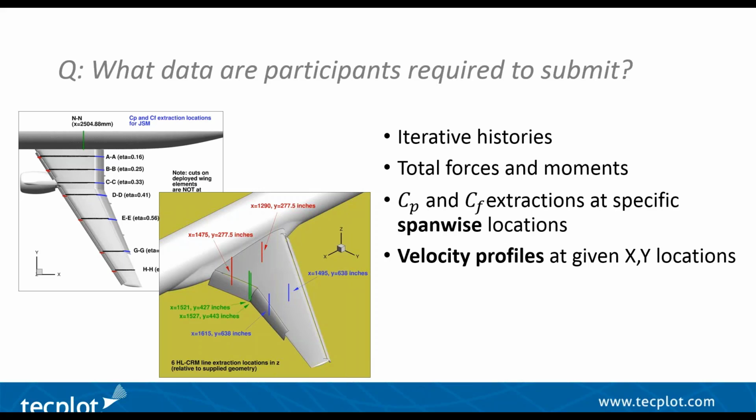So CP and CF, those are coefficient of pressure and coefficient of skin friction, correct? Correct. And you said that the velocity profiles are extracted in the Z direction, so they're not surface normal. No, they're directly constant X and constant Y. Thank you.